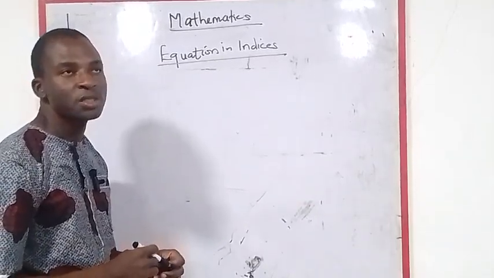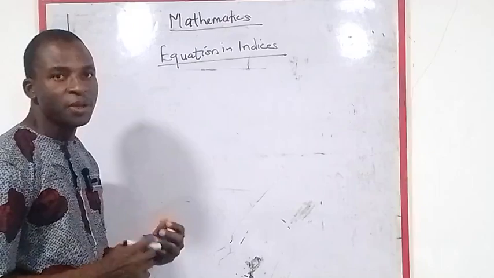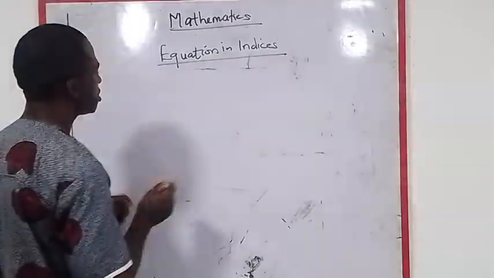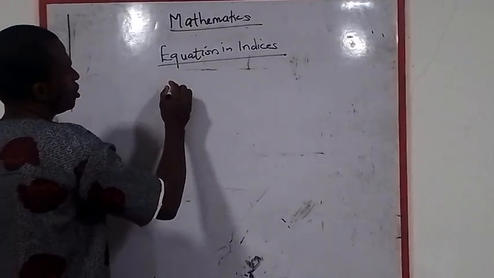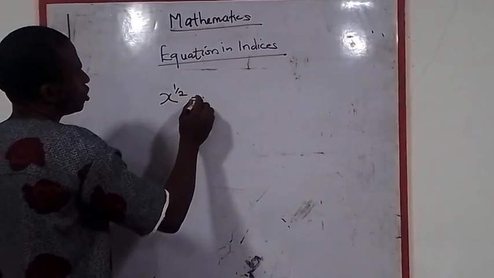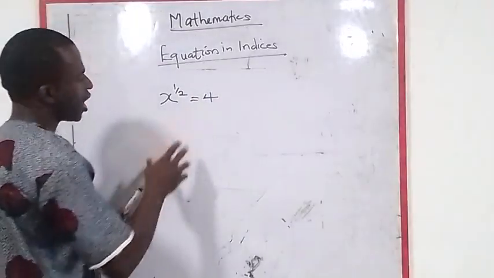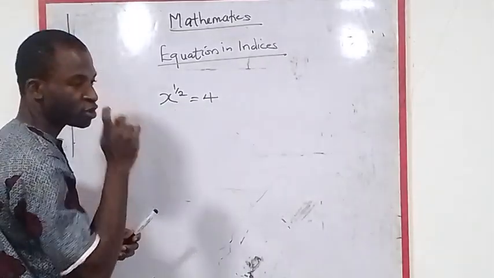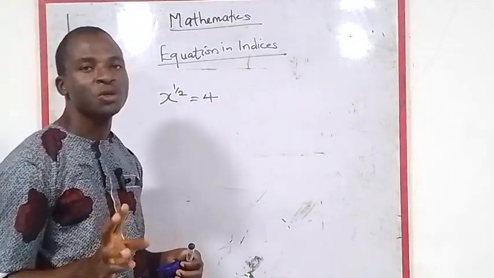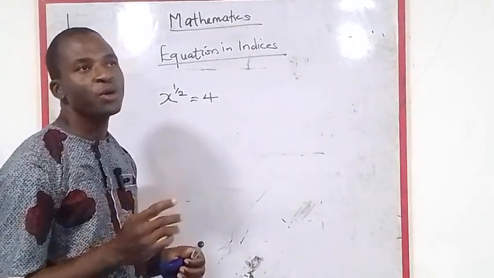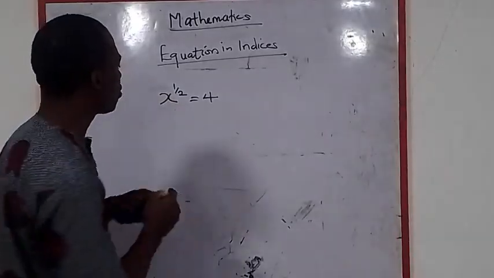The first one is when the unknown is at the base. I will give you an example of that. Example one: x raised to the power 1/2 is equal to 4. Whenever we have something like this, the first thing we do, like we always talk about equations, is that in equations we are looking for x.